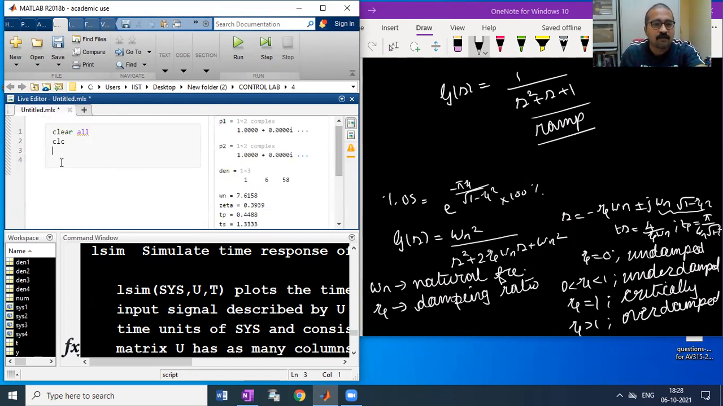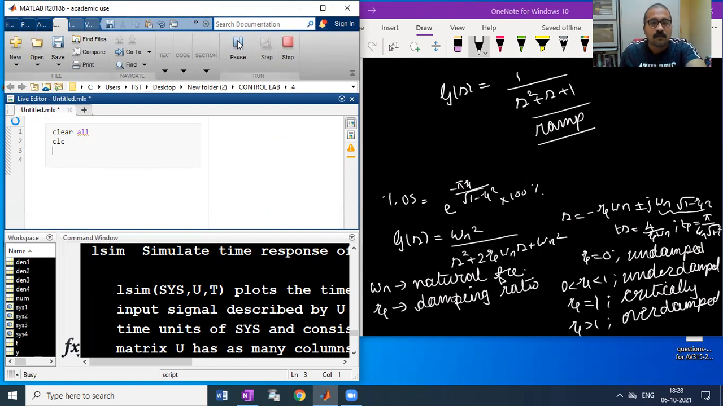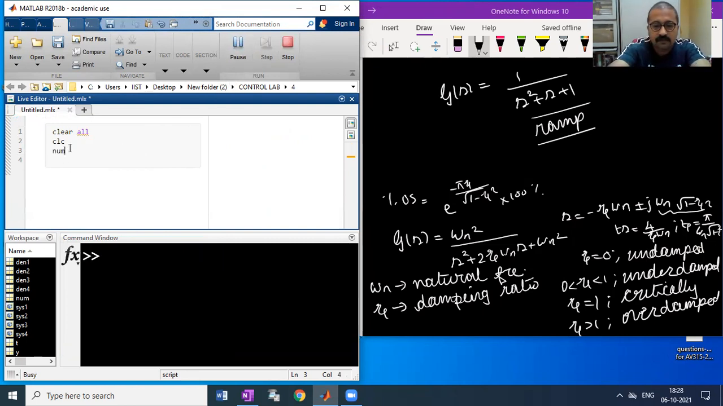Okay, clear space, all, CLC. Fine. Now what next? We need to define our system. So num equal to 1 and den equal to what? 1 space 1 space 1. Okay, so sys equals tf of num comma den. We have defined the system.